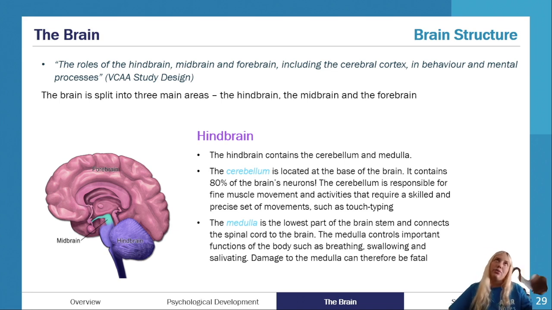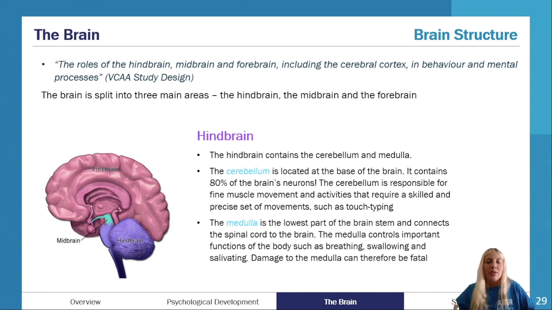So you need to remember the functions and locations of the different parts of the brain in VCE Psych Units 1 and 2. Okay? And it will come up at times in year 12. So set a good basis for yourself and try to really learn this.